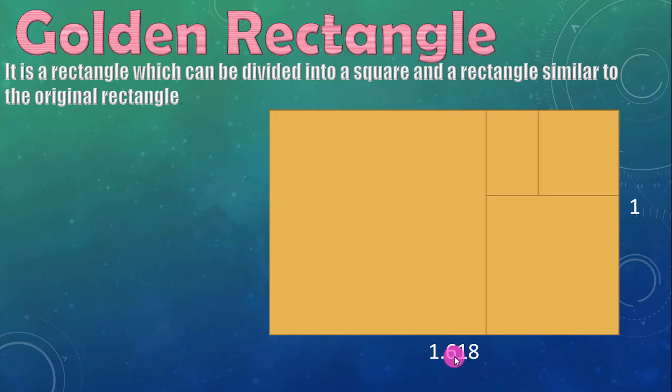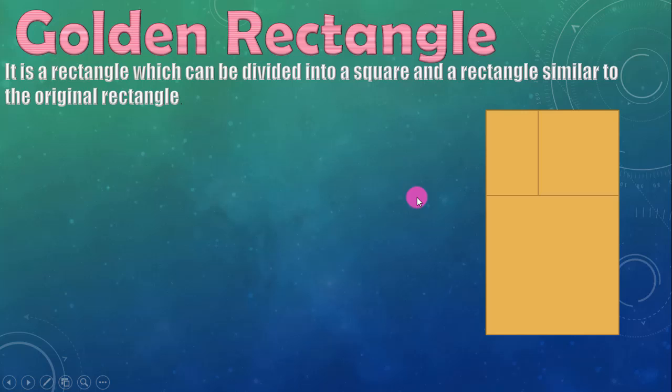Okay, now according to the definition, if we subtract this square from the rectangle like this, we have a resulting rectangle. This rectangle is also a golden rectangle. The ratio between its width and its length is 1 to 1.618, like this 1, and this is 1.618. This is the ratio between width and length.